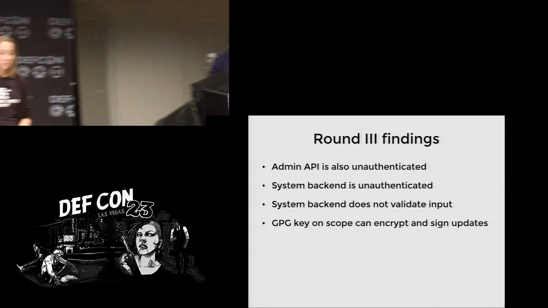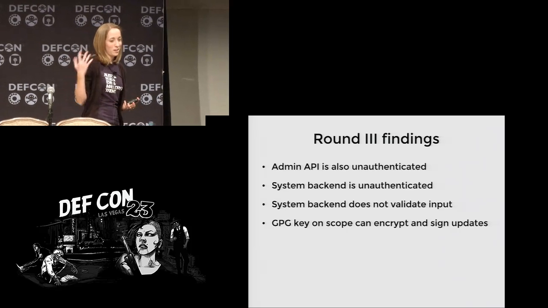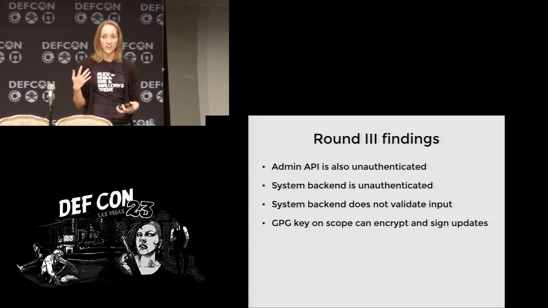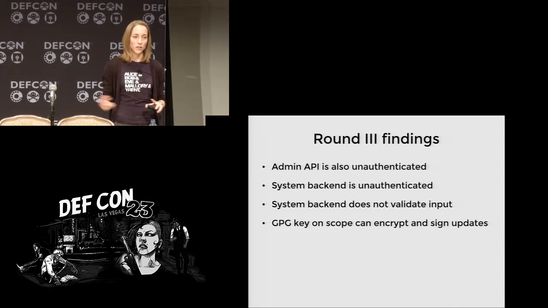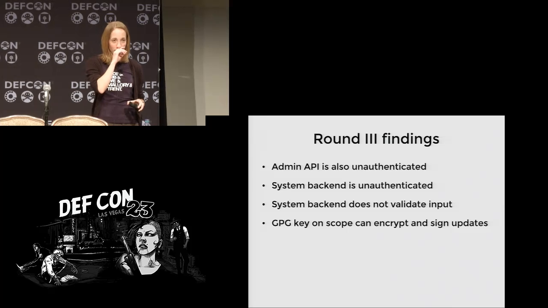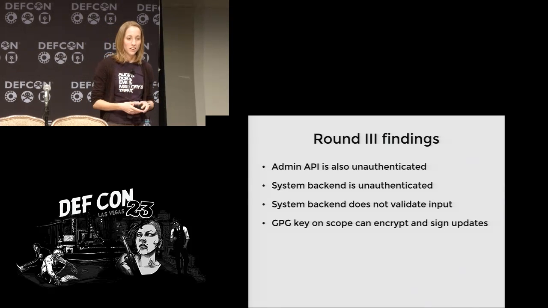So to sort of summarize round three, we found that the admin API is also unauthenticated. You need to be on the wireless network, and you need to know about the admin API calls, but that's it. These API calls are present on any TrackingPoint firearm, so if you know about them, you can use them on any of them.